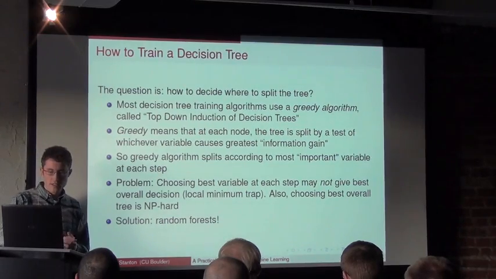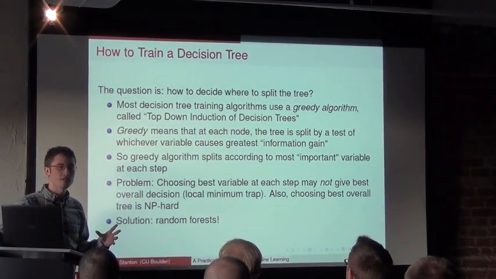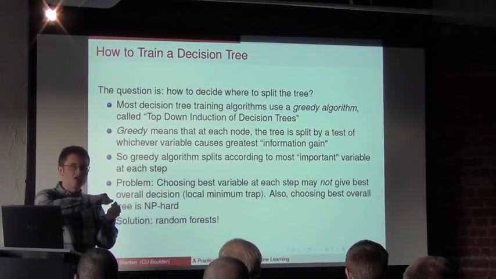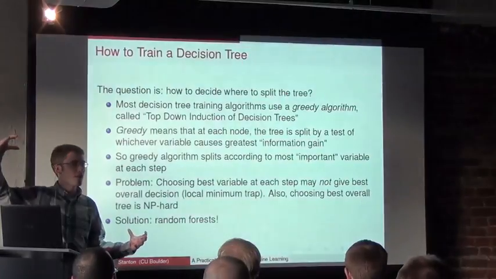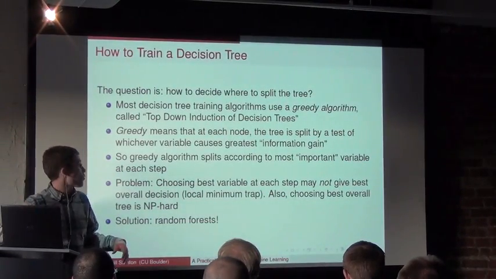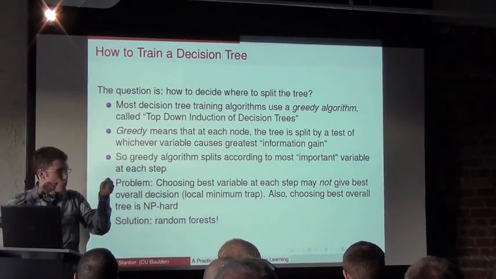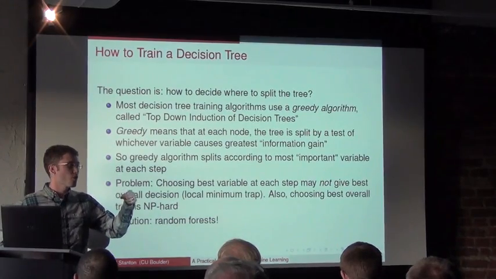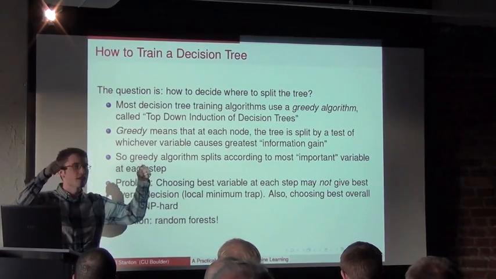So how do we train it? Usually we use something called a greedy algorithm. A greedy algorithm, if you're familiar with computer science, is kind of trying to make the best possible decision at each step. And hopefully after all the steps are completed, you have a very good answer. Right? So what does that mean? At each node, you split the tree by the test of whichever variable causes the most, quote, information gain. That is, which variable splitting would split the data most effectively.